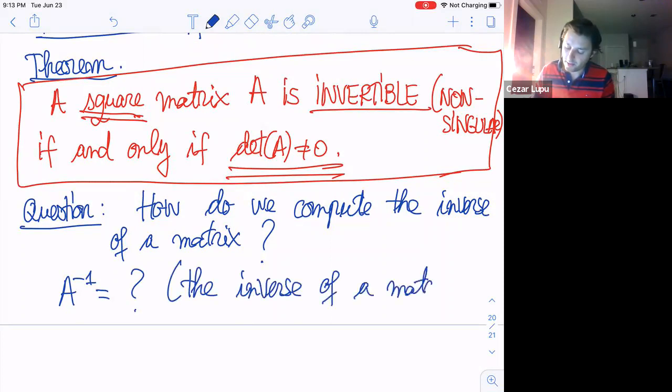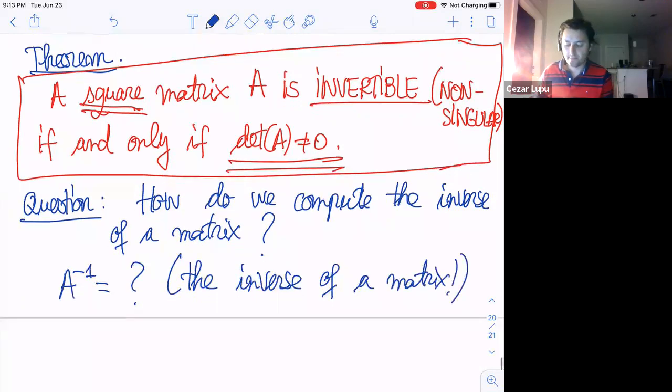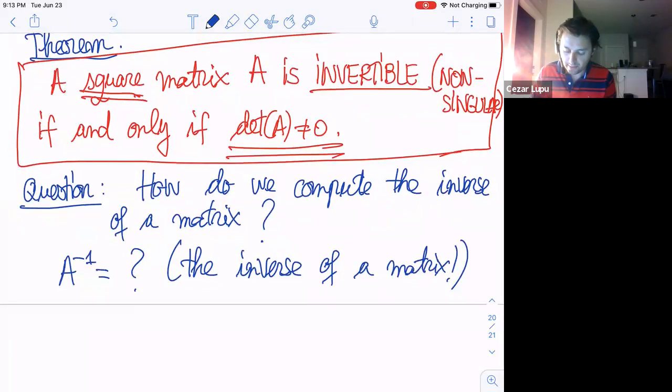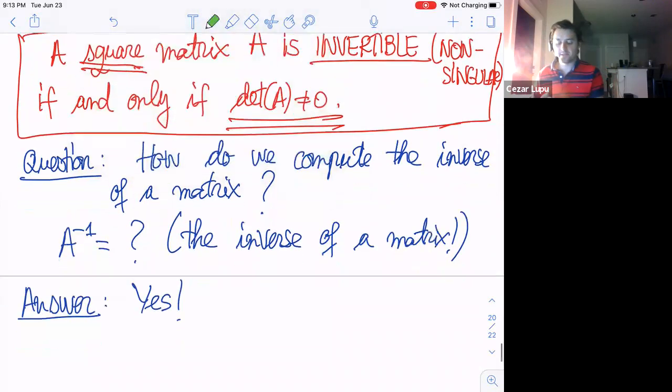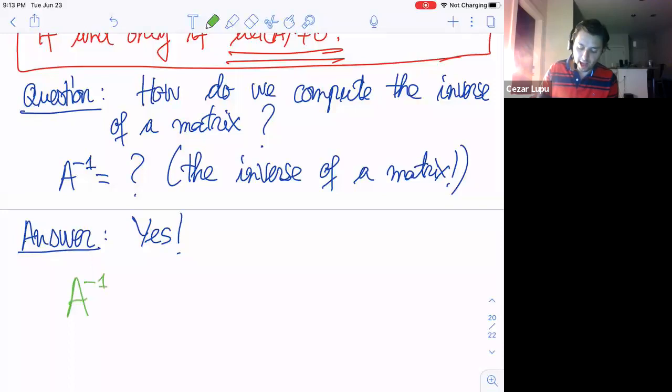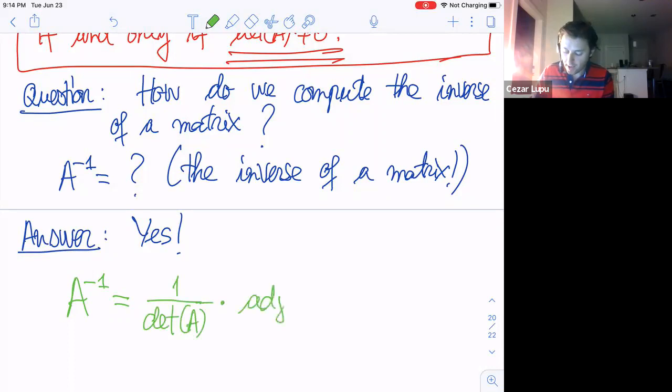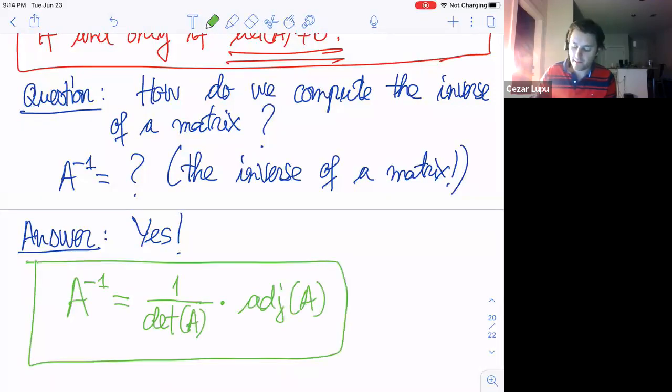I'm just gonna give it to you and then I'll explain it. The answer is yes. And the formula is the following. A inverse is nothing else than just 1 over the determinant of A times this guy here, which is called the adjugate of a matrix. That's the formula for computing the inverse.